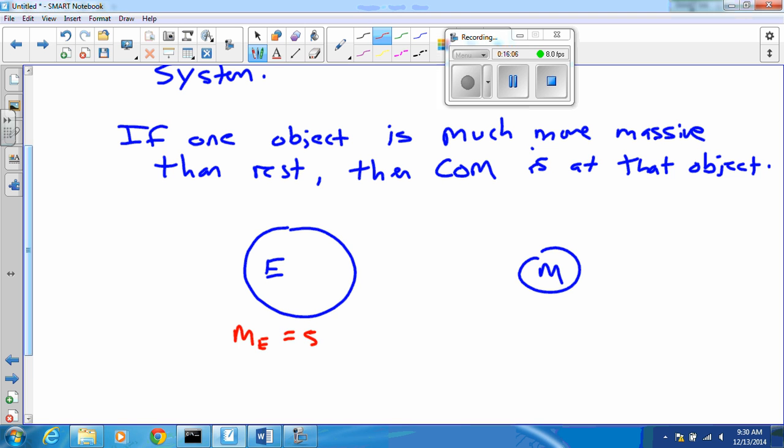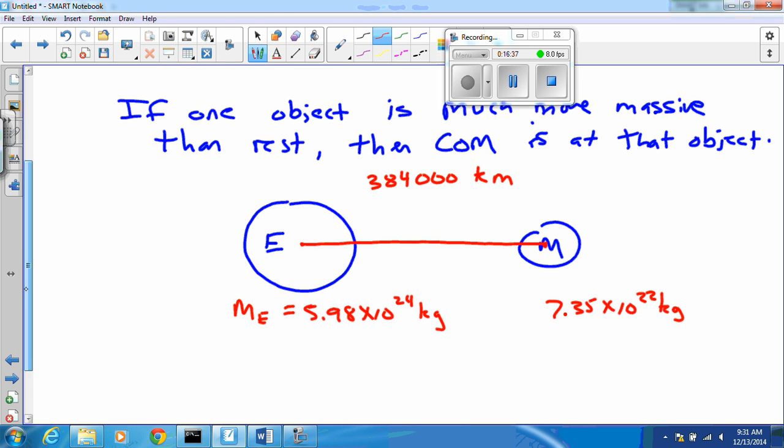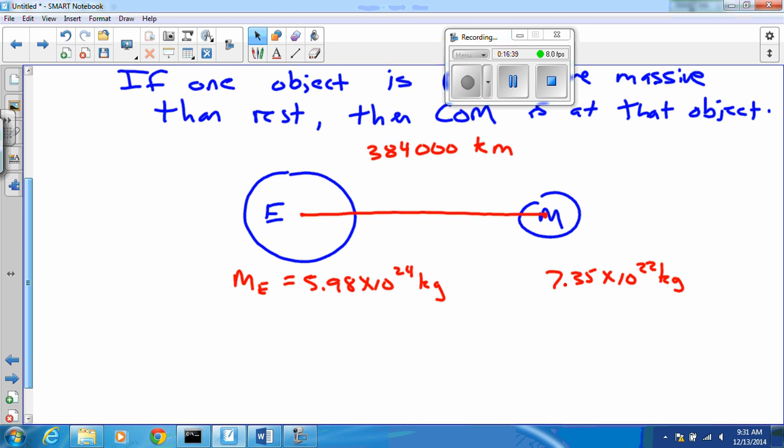So here we have the Earth and the Moon, and we do a little bit of Googling on the net and discover that the mass of the Earth is 5.98 times 10 to the 24th kilograms, whereas the mass of the Moon is 7.35 times 10 to the 22nd kilograms, or only about 1/100th the mass of the Earth. And we discovered that the average distance from the Earth to the Moon, that's a center-to-center distance, is 384,000 kilometers. And so using this information, we're going to compute the center of mass.